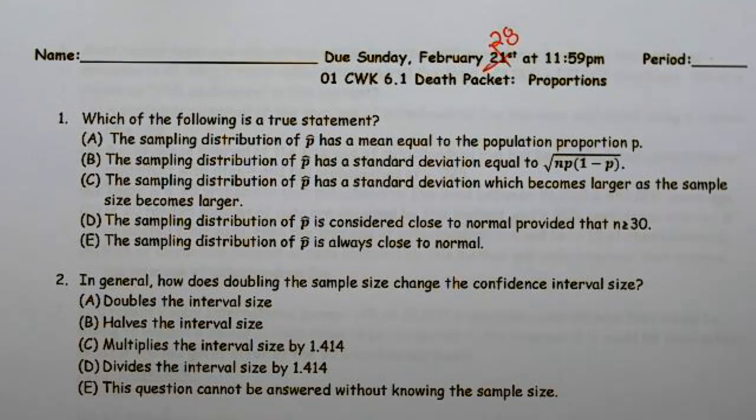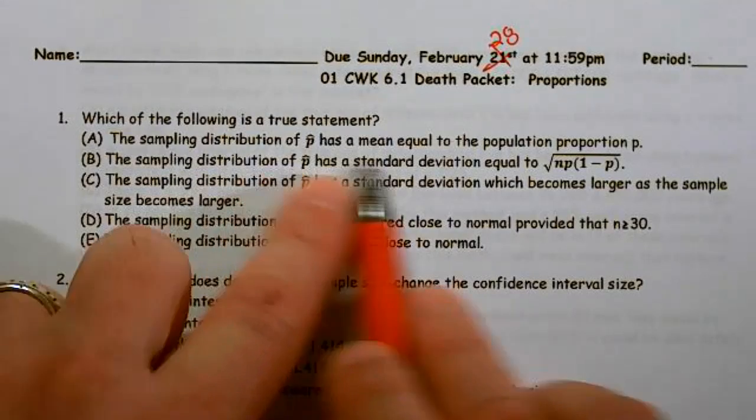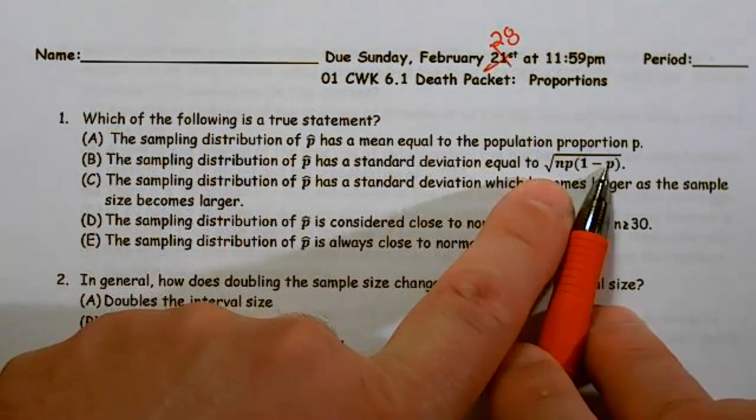All right, so let's start with problem number 1. So problem number 1, first off, I was really thrilled that this was going to be asked because I was like, if it wasn't asked, I was debating whether to bring it up on my own. So it says, which of the following is a true statement? The sampling distribution of p hat has a mean equal to the population proportion.